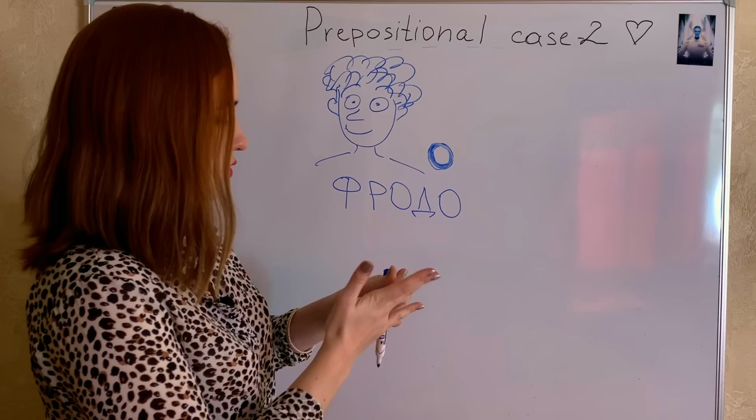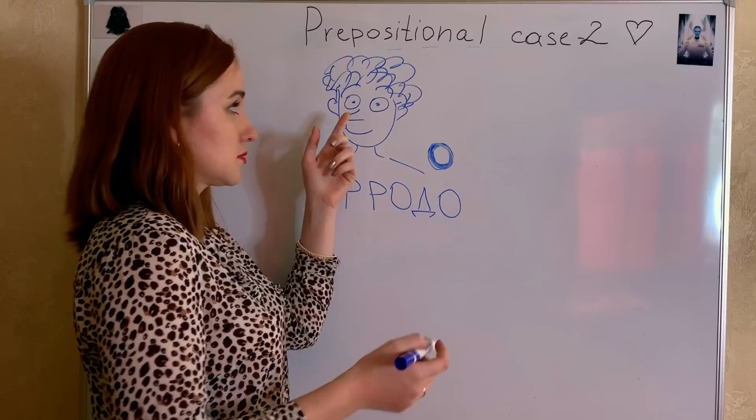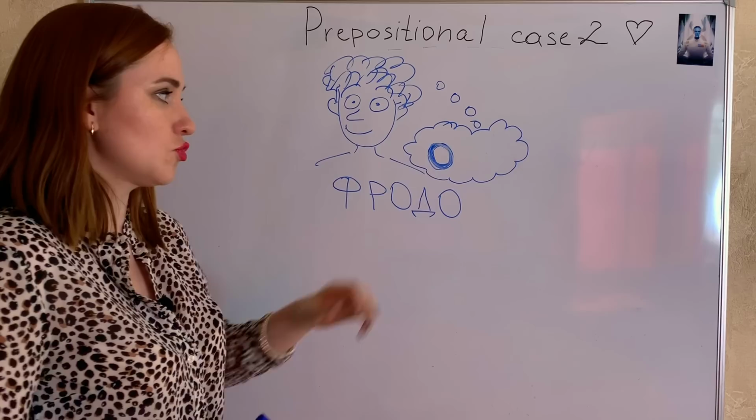Фродо. Кто это? Конечно, это Фродо. Это Фродо. О чем он думает? О чем он думает? Guess. What is he thinking about? О чем он думает? Он думает о кольце.